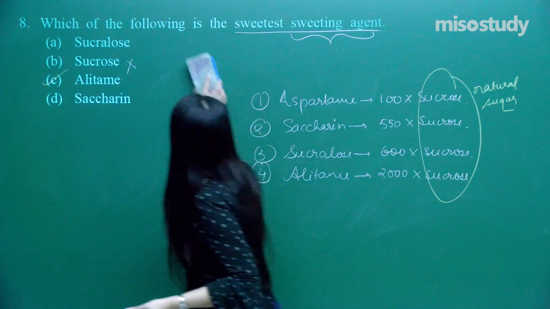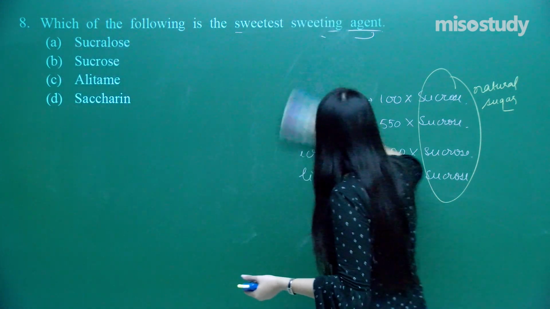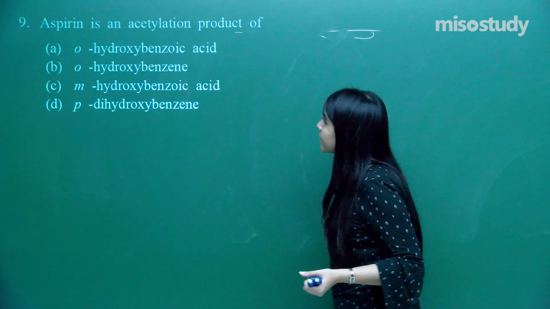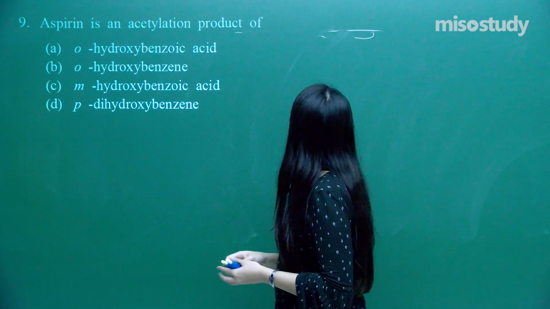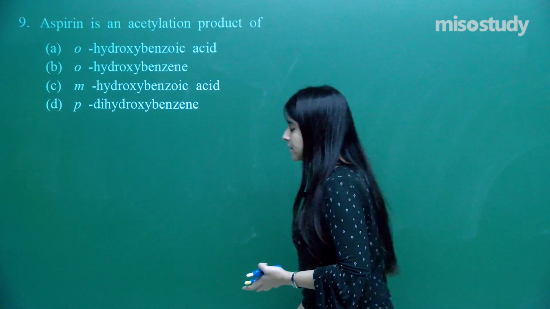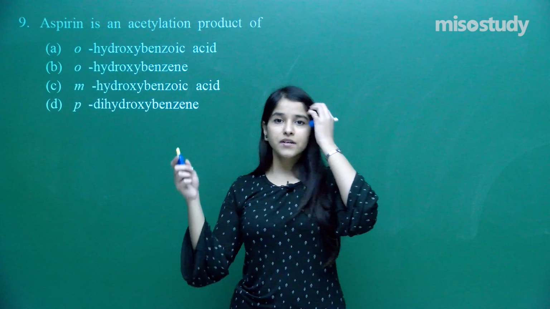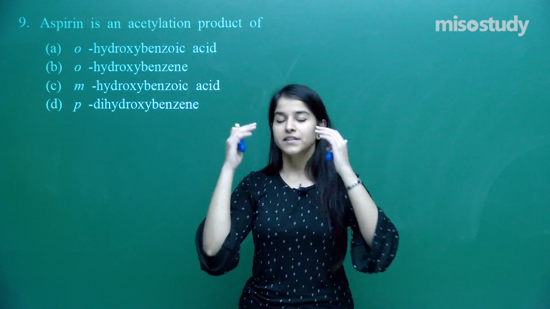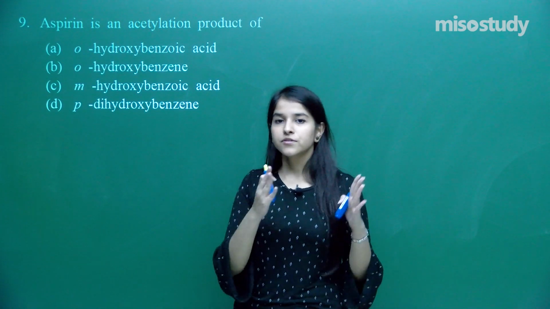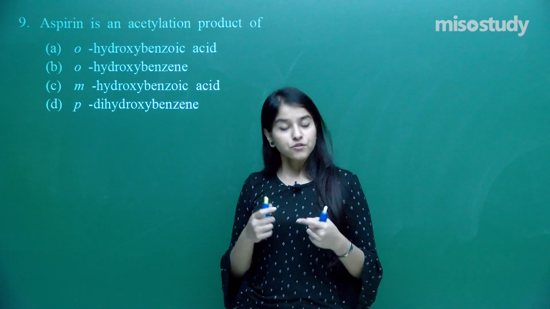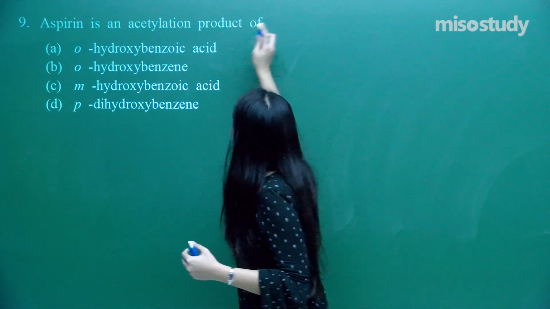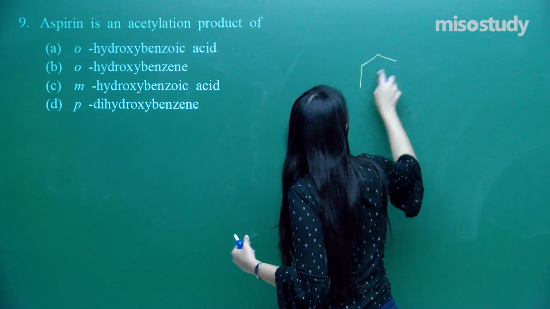So let's just move on to the second last question that we have. The second last question says, aspirin is an acetylation product of what? So we all know what aspirin is. Aspirin is actually reducing the headache. We usually use that also in order to reduce the fever sometimes. So that is why aspirin is used. So let us just draw the structure of aspirin.